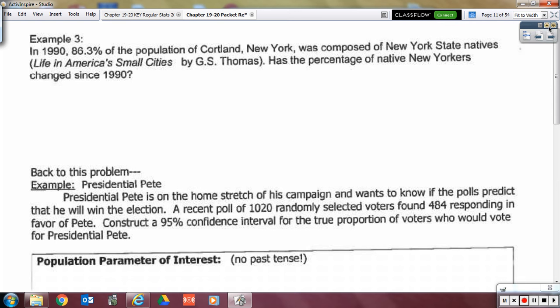All right, example 3 before we go on to our problem. Here we go. In 1990, 86.3% of the population of Cortland, New York was composed of New York State natives. Has the percentage of native New Yorkers changed since 1990? Proportion problem. So it is a proportion problem, okay? So here we go. P equals, and what's my first word? Proportion. Good. Proportion of what? New York State native. Proportion of Cortland, New York that are New York State natives.